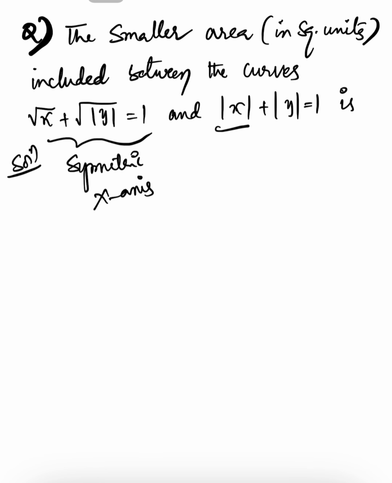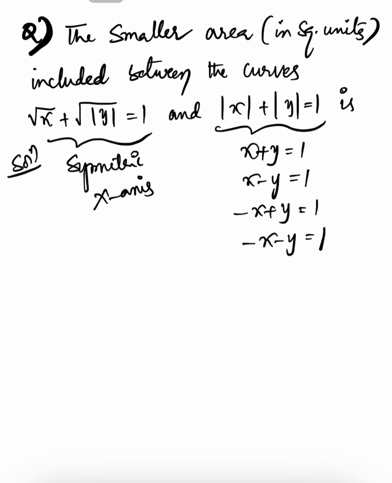And if you observe the second equation, that is mod x plus mod y equal to 1. If you remove the modulus, we get 4 equations: x plus y equals 1, x minus y equals 1, minus x plus y equals 1, and minus x minus y equals 1. Of these 4 equations, clearly two lie in the first and fourth quadrants. Why did I choose these two equations?